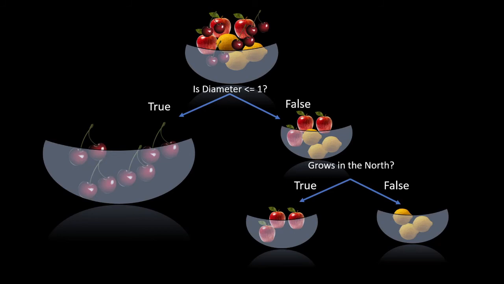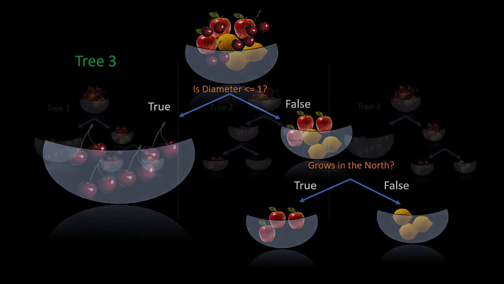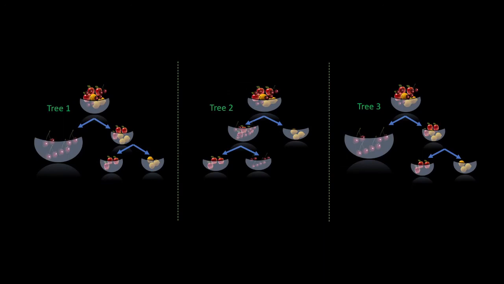And now we can look at other conditions here. So is the diameter less than or equal to 1? You can see that yes, the cherries are, but the apples and the lemons are not. But then can we say that they're grown in the north? Now, I'm pretty sure you can grow an apple in the north. I've seen it, but I don't know that you can grow an apple in Canada. So we've got that condition right there. You can see that our entropy is dropping along this side. And so we're going to refer to this as our tree number 3. If we look at them all here, you see we've got tree 1, tree 2, and tree 3.